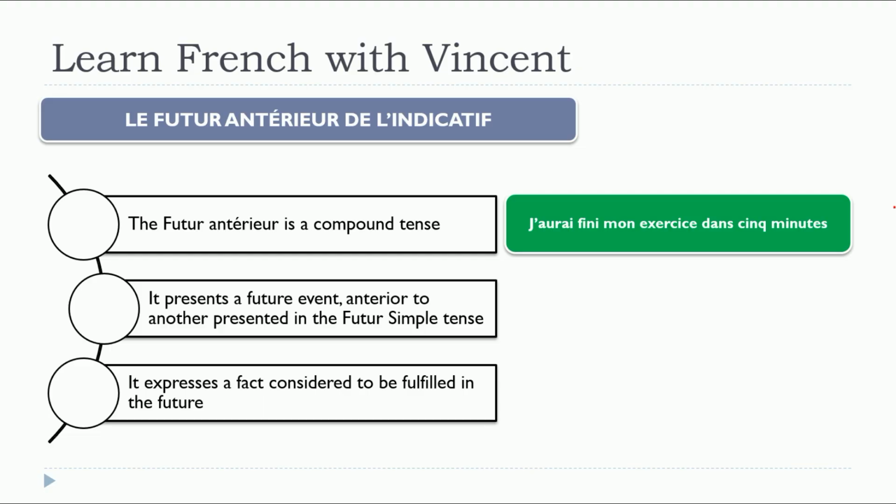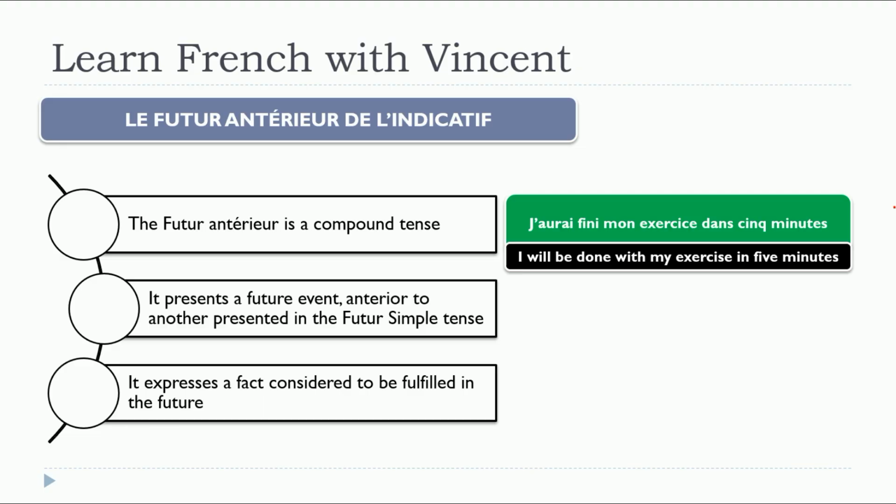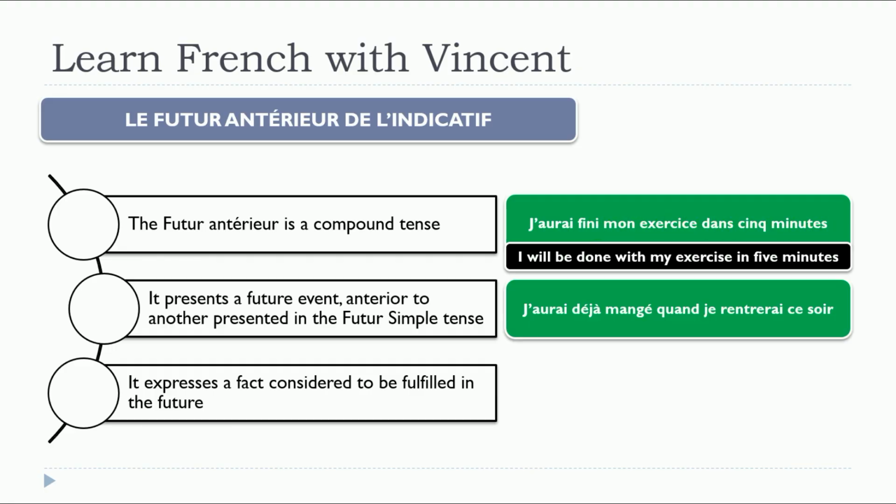First one, j'aurai fini mon exercice dans 5 minutes. So as you can see here, in fact, the verb is finir. Finir is in the futur antérieur. Here you use avoir that you put in the futur simple and then you put the past participle of finir. And it's fini. J'aurai fini. J'aurai fini mon exercice dans 5 minutes.